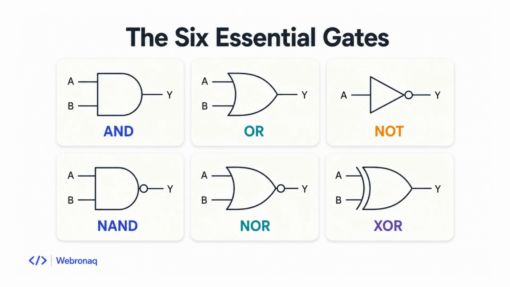From these three, we derive 3 more. NAND is AND with the output inverted, and it is actually one of the most universal gates in hardware. NOR is OR with its output inverted. XOR, or exclusive OR, outputs 1 only when the inputs differ. 1 0 and 0 1 give you 1, but 2 identical inputs give you 0. These 6 gates are the building vocabulary of every digital circuit. Now let us use truth tables to map exactly what each one does.